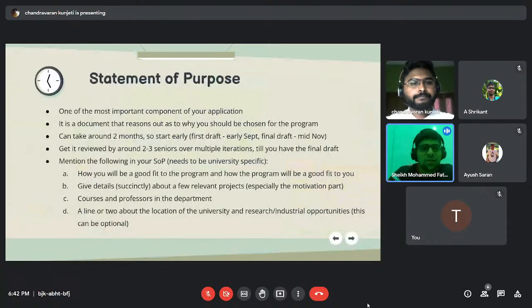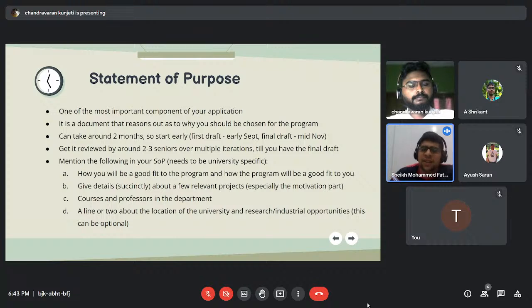Hi guys. Today I'll be speaking about the statement of purpose, which is a very crucial component of your application. So basically, the statement of purpose is a document that reasons out as to why you should be chosen for the program, and it highlights all the details about your academic achievements and your academic details.